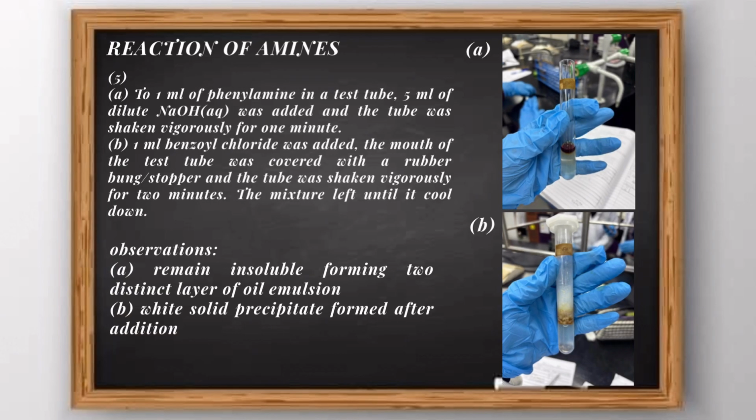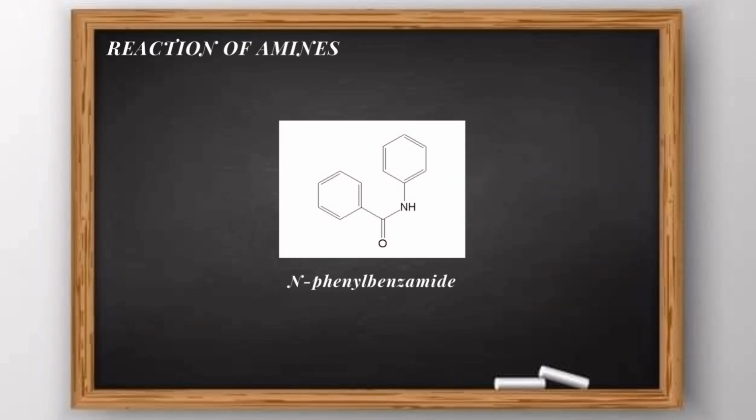In the fifth experiment, phenylamine was mixed with sodium hydroxide solution and then reacted with benzoyl chloride. Initially, two distinct layers with an oily emulsion were observed because the reactants were not completely miscible. After shaking the mixture, a white solid precipitate was formed. The precipitate was identified as N-phenylbenzamide, or benzanilide, which is insoluble in water.